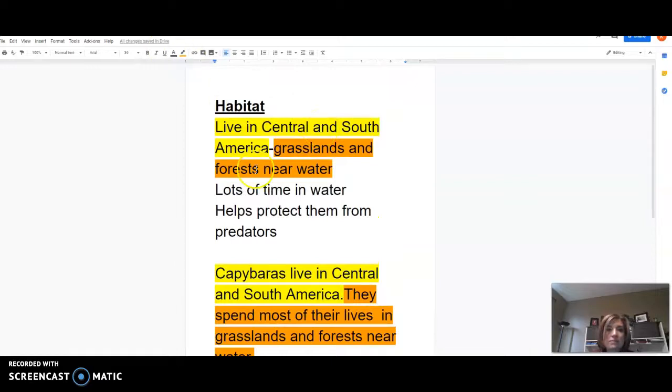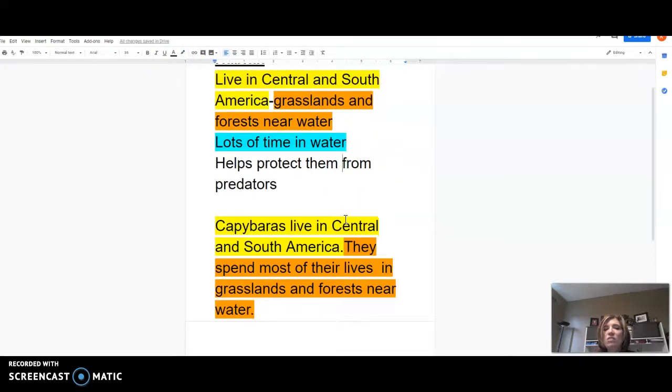Let's try another one. And I'm going to come back here and look at the notes I took earlier. One of the notes that I took was lots of time in water. I wonder what I meant by lots of time in water. I meant that they spent a lot of time in water, and I can see from my next note too that it helps them stay protected from predators. And I remember one of their main predators was the jaguar. So I have a lot of details I can add in here.